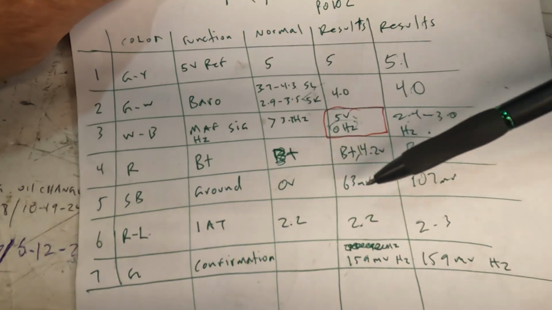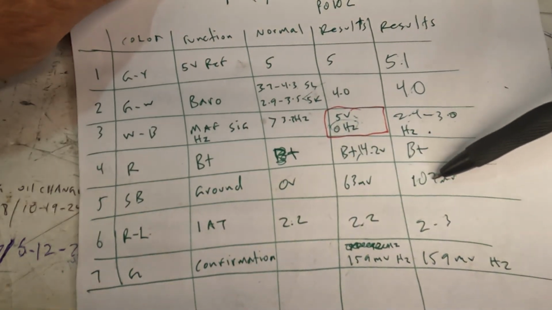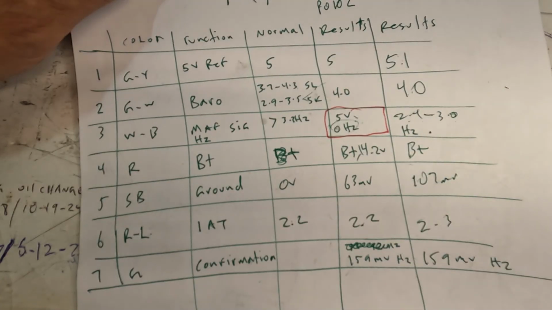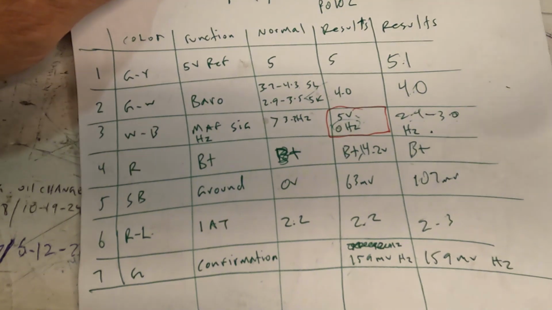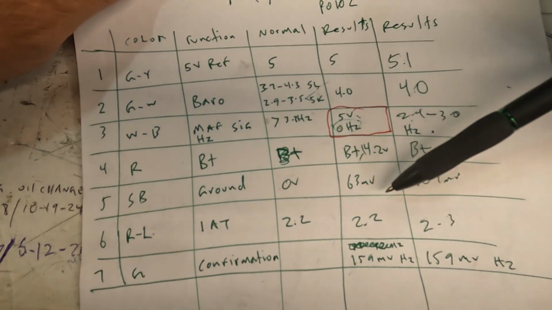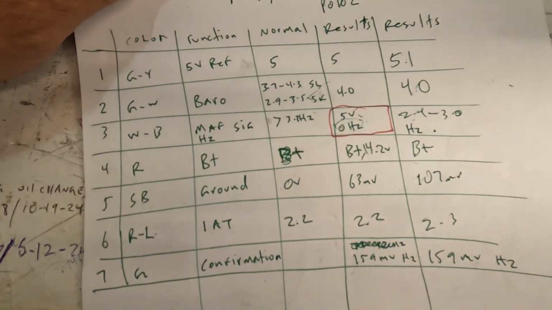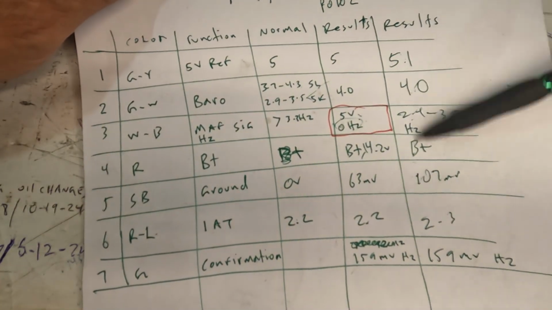I'm still a little bit skeptical here on the ground. Why do we have 107 millivolts on the ground? That should not be like that. It should be way less than that. So I'm still going to keep an eye out on that, but for now we're going to call it good to go.